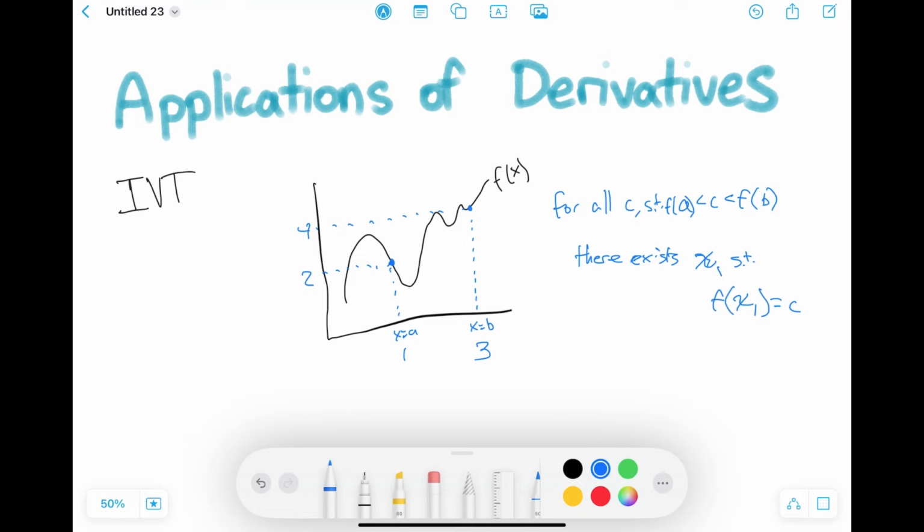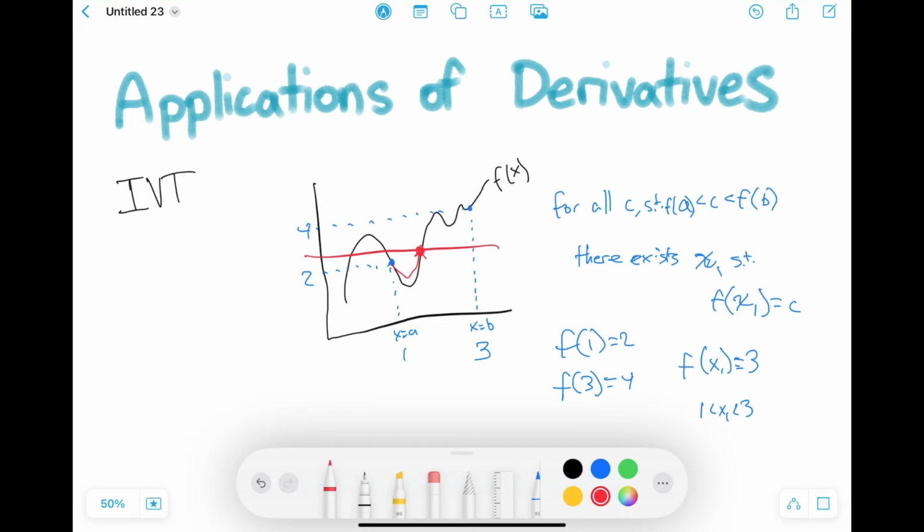What we can say with IVT, for instance, is that since we know f of 1 is equal to 2 and f of 3 is equal to 4, then since this is a continuous function, we know that f of x1 equals 3 is going to exist. There's going to be some x1 where 1 is less than x1 less than 3, such that it has to equal 3. Since this is continuous, this makes sense, because to go from 2 to 4 while being continuous, we have to pass this line at some point. And whenever we pass that point, we'll find an x value such that it's equal.